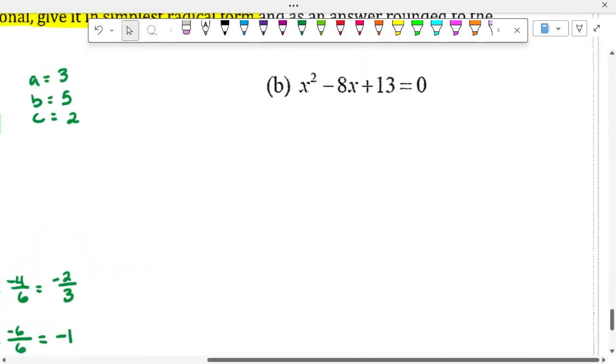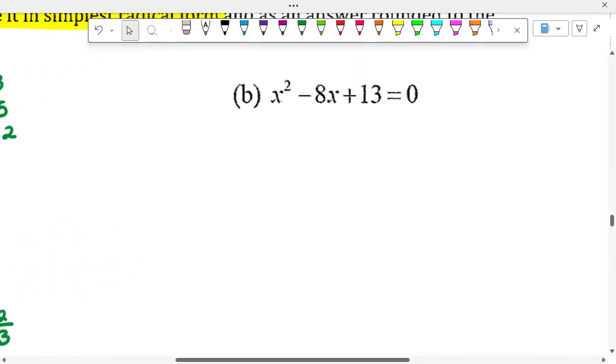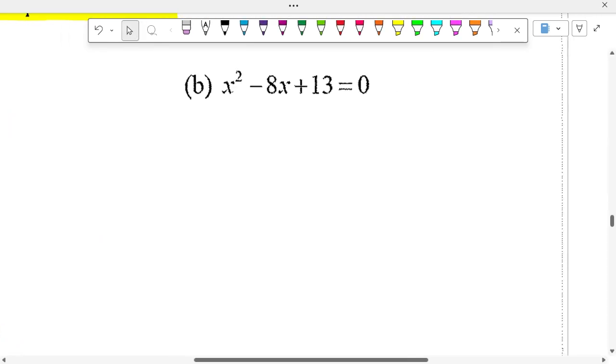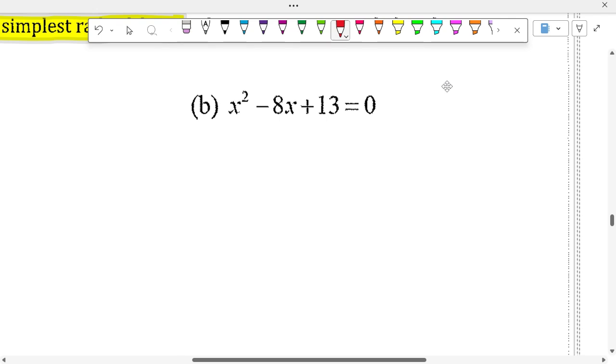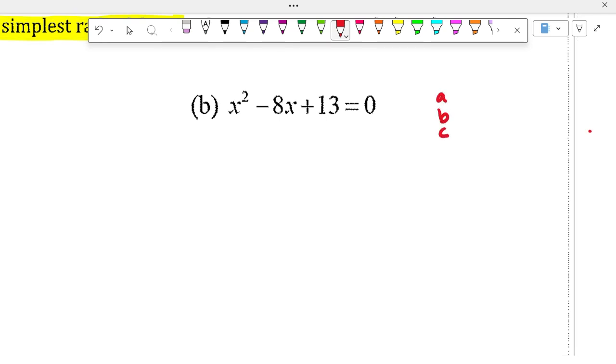All right. Let's try another one. So let's look at B. B is definitely not factorable because there's no way that we're going to get factors of 13, which there's only one set of factors anyway, that'll add to -8. 1 and 13, no matter how you slice it, will never add or subtract to -8. So we've got to use the formula. So what's my first step? A, B, C. All right, what's my A? B? C. Good.